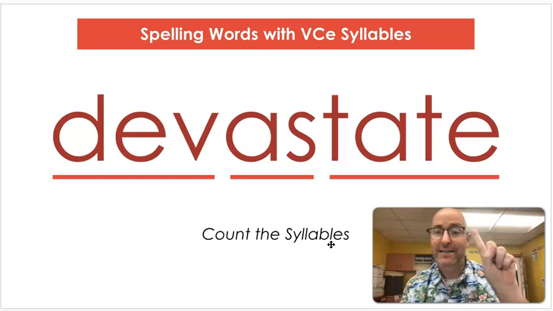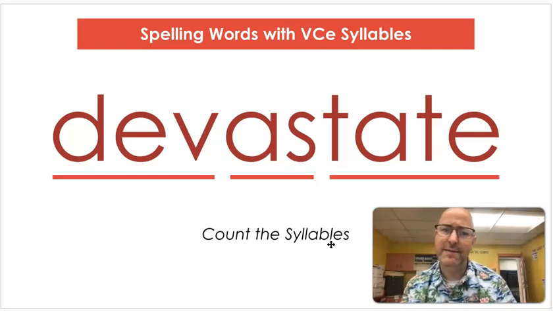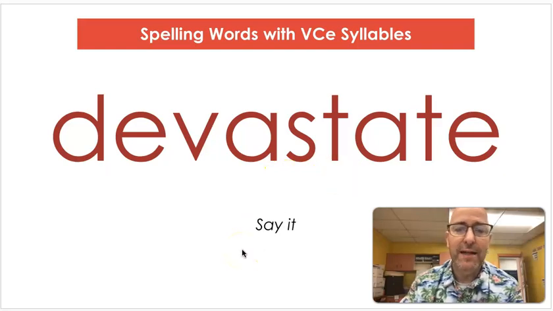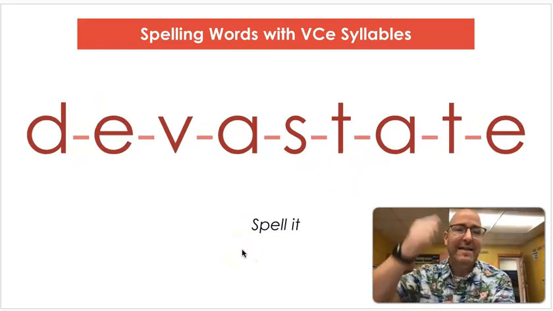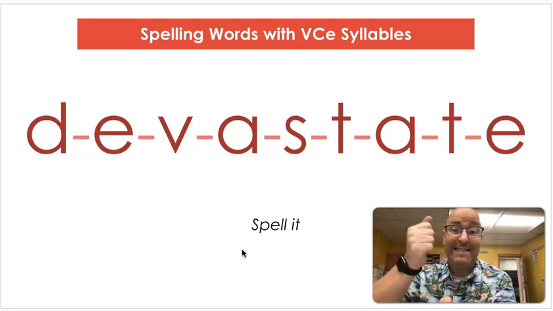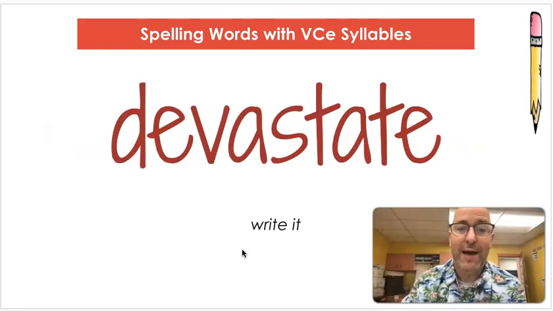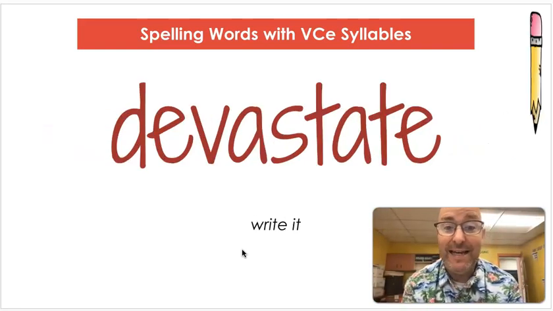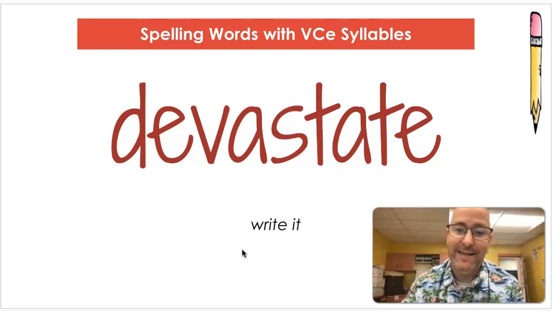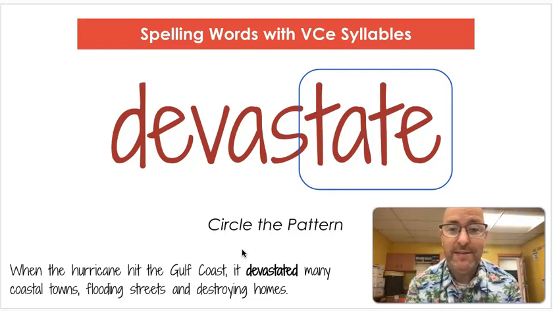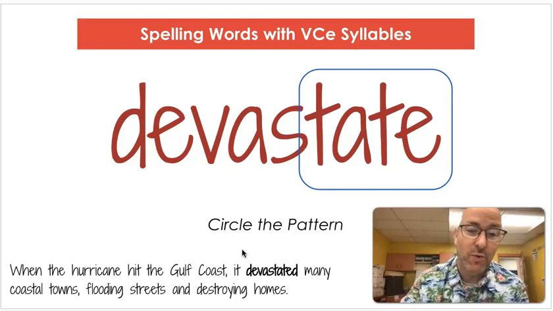Let's count the syllables. Dev-a-state. Devastate. Let's spell it. D-E-V-A-S-T-A-T-E, devastate. Let's write it. D-E-V-A-S-T-A-T-E. Let's circle that pattern. Devastate. When the hurricane hit the Gulf Coast, it devastated many coastal towns, flooding streets and destroying homes.